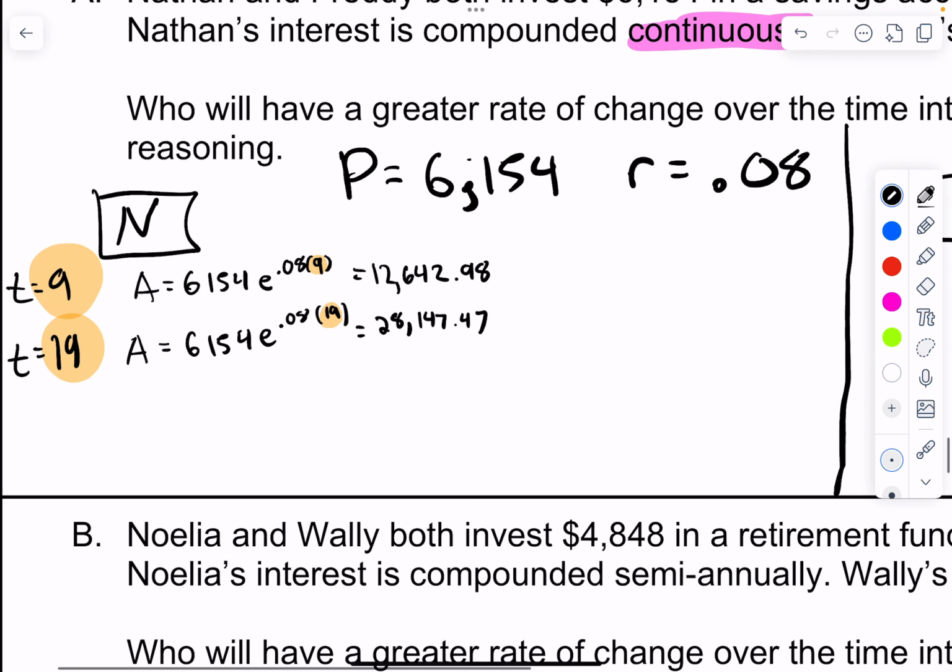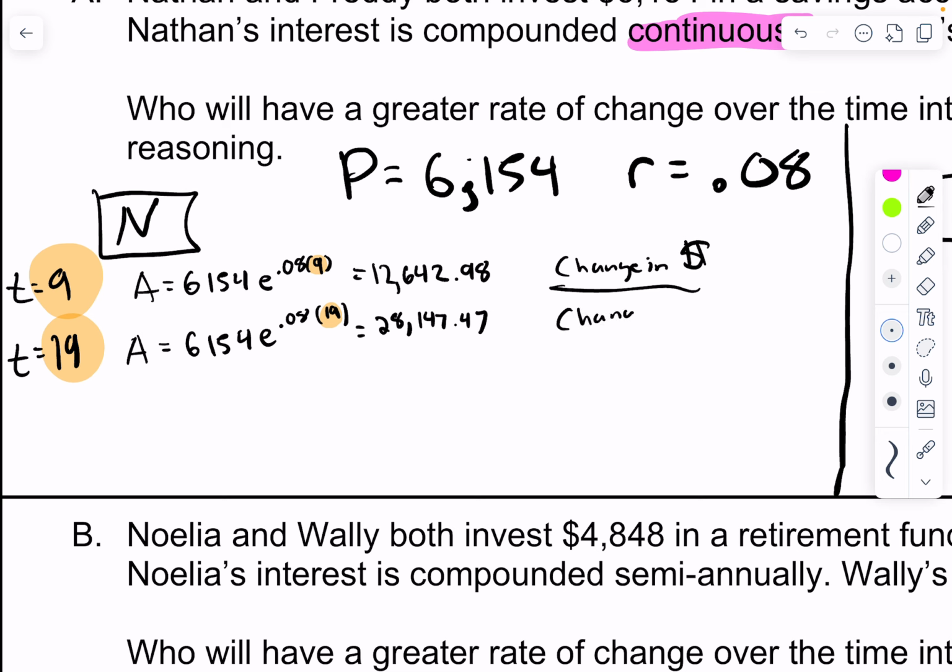Now we want to find the rate of change, okay? So the rate of change is the change in money over the change in time. So how do you find that? Well, for the change in money, you basically just take the 2 monies and subtract them. Okay, you find out how much it increased, right? All right, so I have to do $28,147.47 minus $12,642.98. I'm going to write that down.